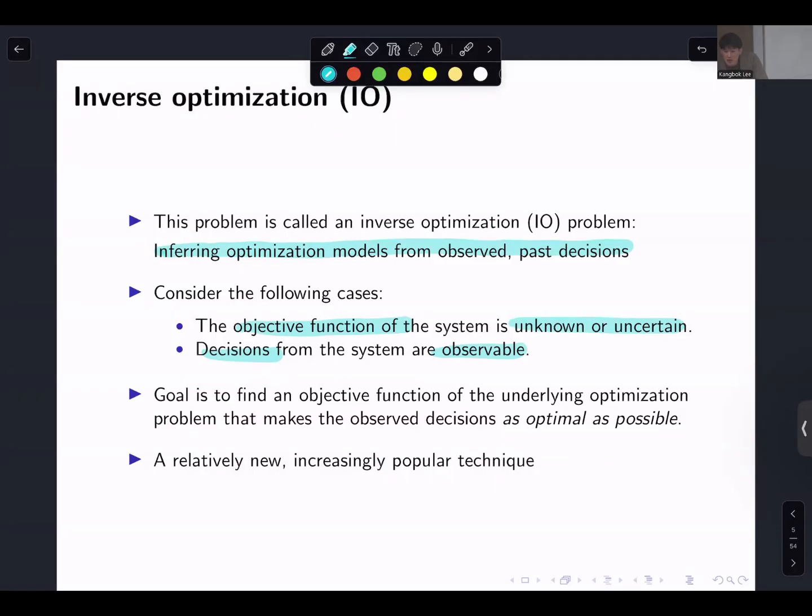Okay? And let's focus on the objective function parameters, right? Try to find the objective function parameters for the underlying optimization problem so that the observed decisions from the decision makers are as optimal as possible. By finding an objective function that makes the observed solutions as optimal as possible, you're kind of explaining their optimization behavior. Right? It's a relatively new, very popular technique. Still, there are a lot of opportunities, I think.